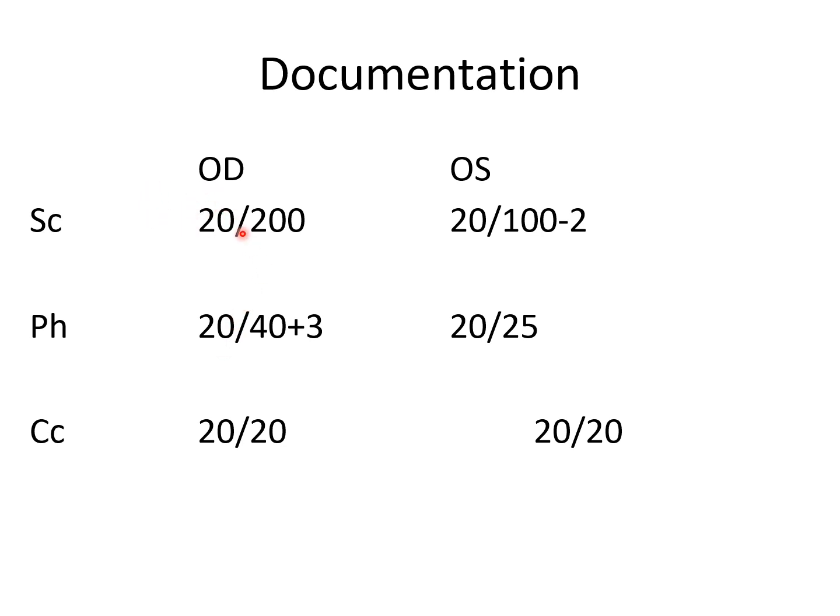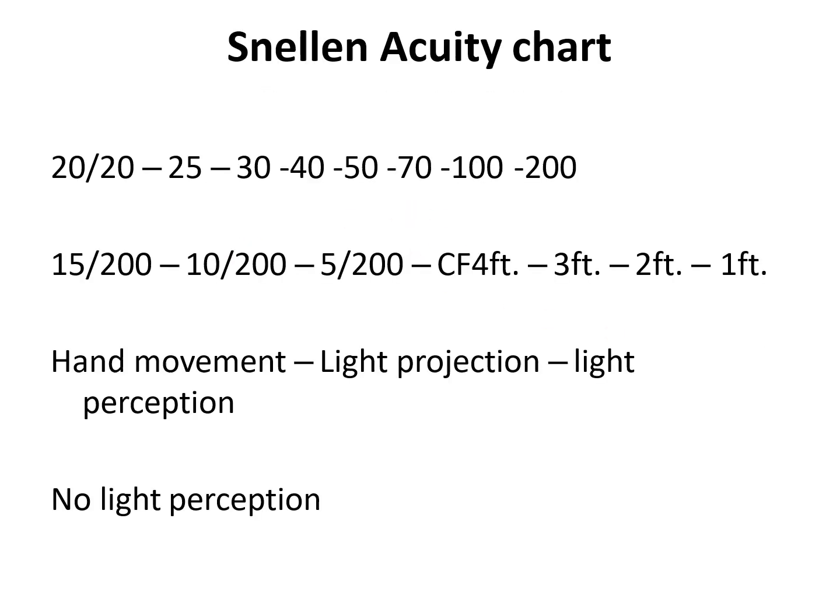So 20 over 200, for example, at a distance, 20. So this is again the sequence as a summary for the Snellen's visual acuity. The distance of the patient from the chart should be 20 feet. If he or she can read the distance up to 20, you can record it as 20 over 20 vision. If not, move the patient 5 feet, another 5, another 5.